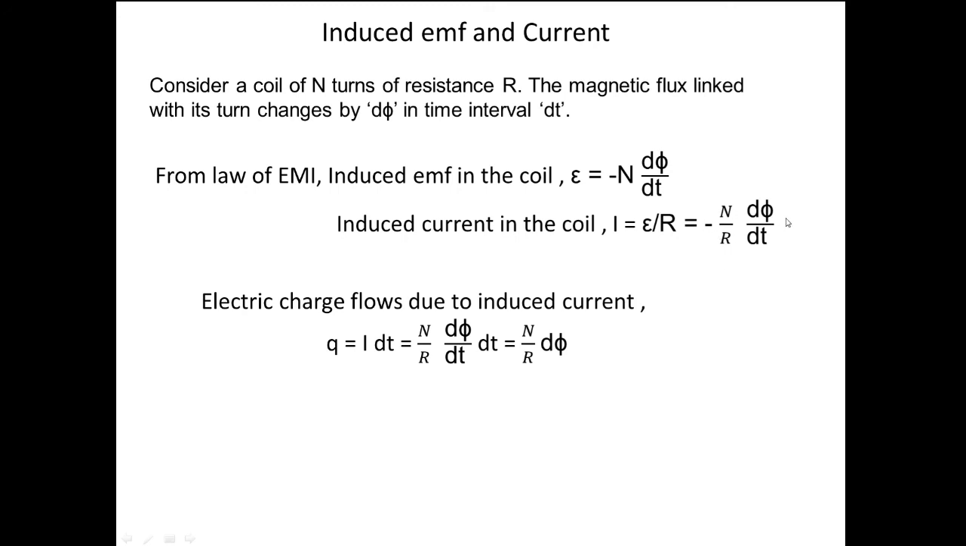So induced current I equals induced EMF by R, and its value will be minus n by R d phi by dt. Now the electric charge flowing due to induced current is Q equals I dt. Substituting the value of I, the magnitude is n by R d phi by dt into dt. So this dt gets cancelled, and it is n by R into d phi. And what is d phi? It is the net change in the magnetic flux.